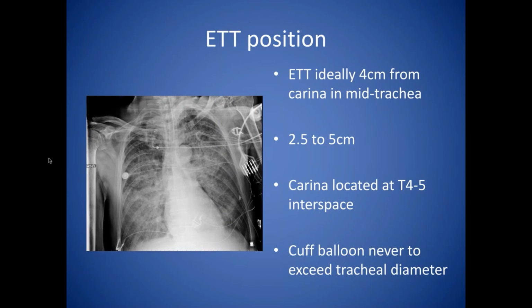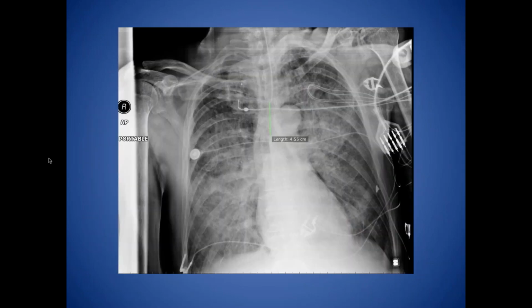If you can't see the carina, look for the T4-5 interspace, and that is approximately where the carina will be located. The cuff balloon should never exceed the tracheal diameter, and the reason for that is that we want to avoid necrosis of the tracheal mucosa leading to stenosis. So this patient has the endotracheal tube situated 4.5 centimeters from the carina, and this is ideal.